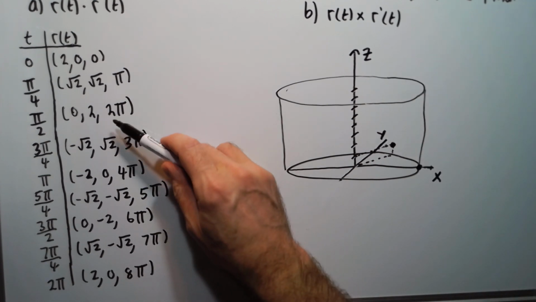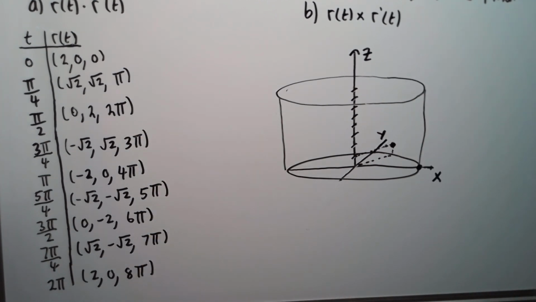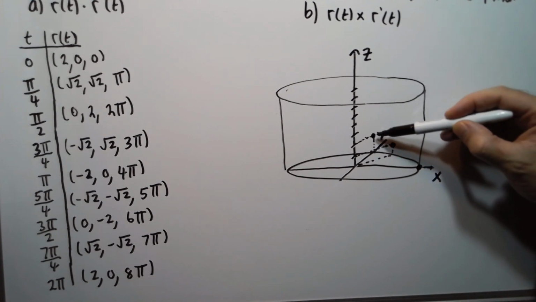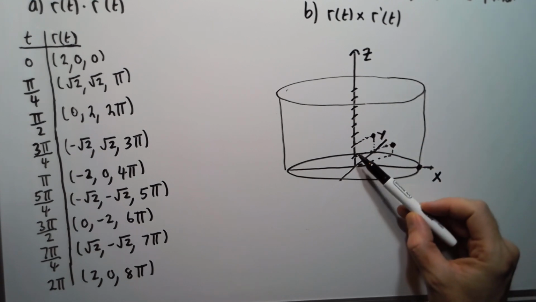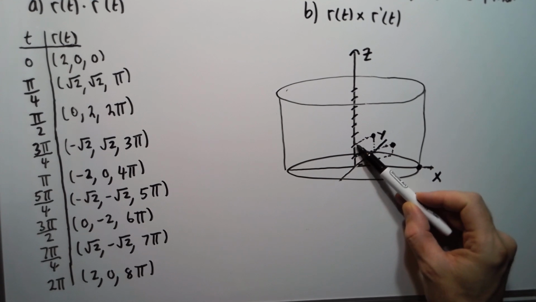Okay, let's do now 0, 2, 2 pi. So it'll put me right here, because it'll be 2 on the y, then up 2 pi on the z, so it'll be right here. Again, each tick mark is a pi, so it's 2 pi right there.